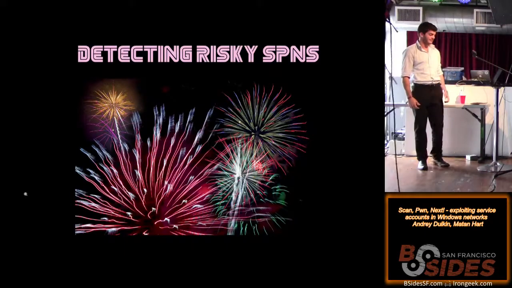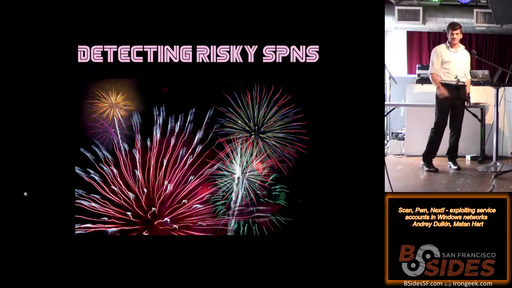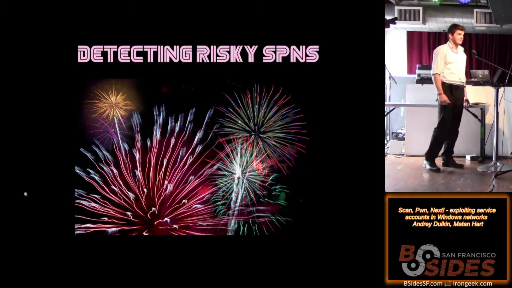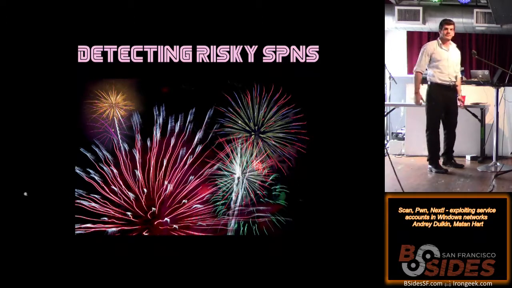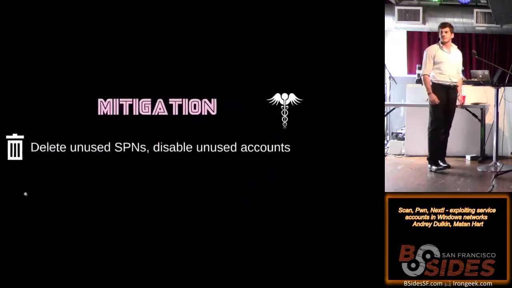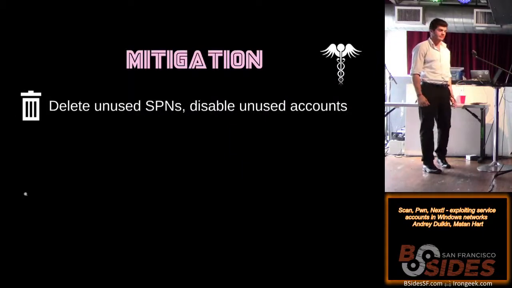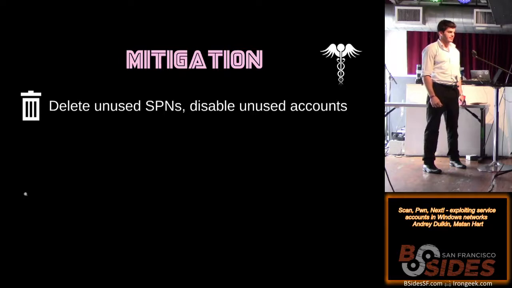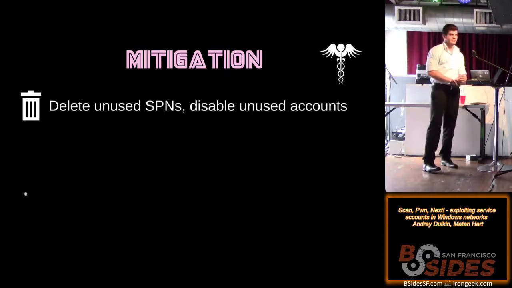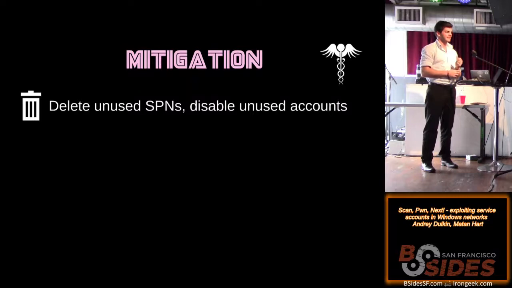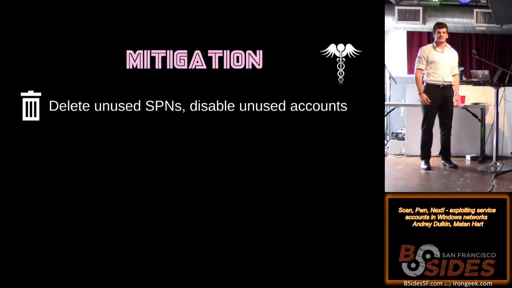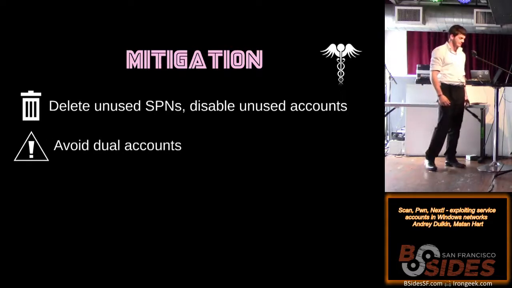Okay, so now you can find all those SPNs in your network that can be abused. What can you do about it and about the attack surface created by those service accounts? Well, first of all, delete all those unused SPNs and disable all those unused accounts. It's a very basic technique that is often overlooked. So just look at them and make sure that you don't have anything that you don't need in your network.